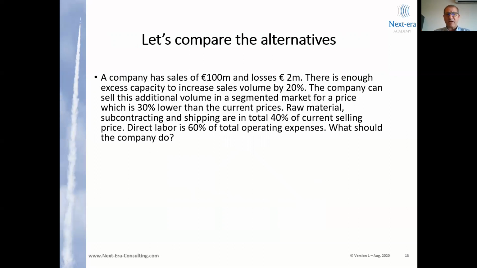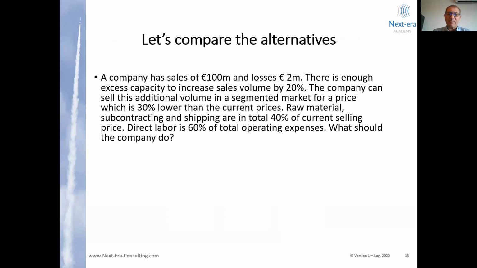Simple example: a company with sales of 100 million euros and currently making a loss of 2. The company has excess capacity to increase sales volume by 20%. The company can sell this additional volume in a segmented market for a price which is 30% lower than the current prices. So this company right now is presented with an opportunity: sell the excess capacity you have, however, you must do it at a much lower price.